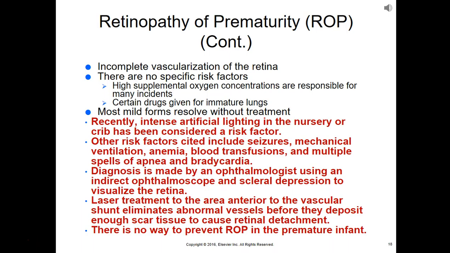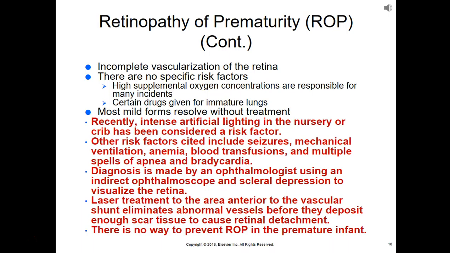Recently, intense artificial lighting in the nursery or crib has been considered a risk factor for ROP as well. Other risk factors cited include seizures, mechanical ventilation, anemia, so low hemoglobin, blood transfusions, and multiple spells of apnea and bradycardia.